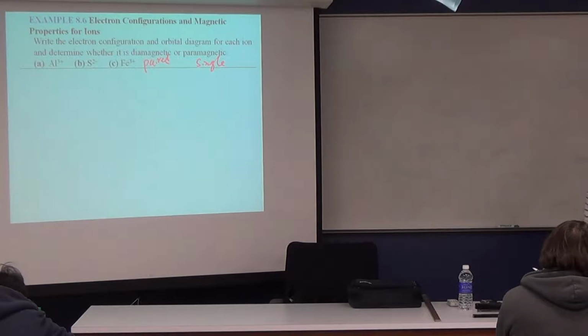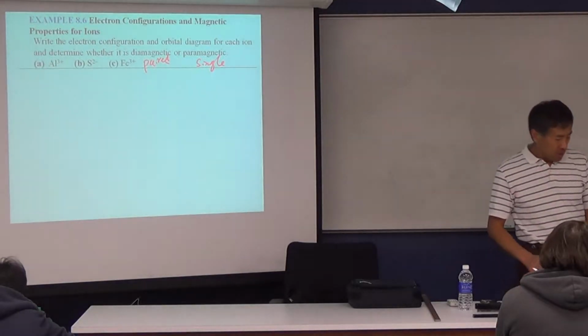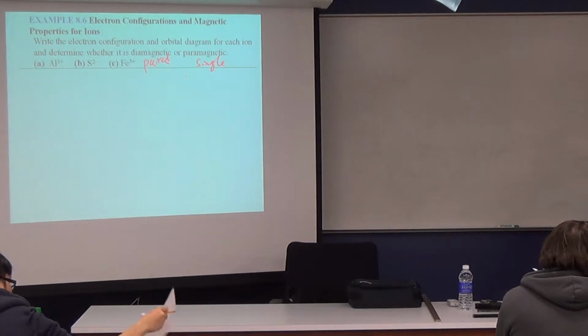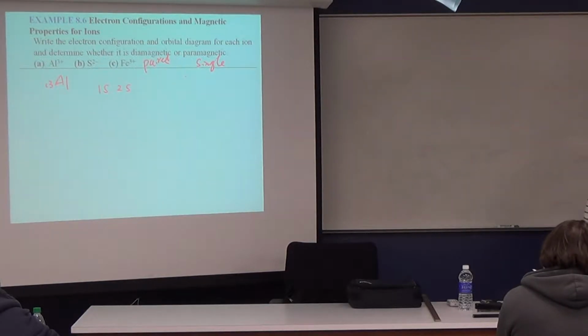All right. So the first one is Al3 plus. Al is number 13. You first have to write the electron configuration for Al. You start from 1s and 2s. Do you need 2p? Yes. And then you also need 3s and 3p. So you have 2 electrons in 1s, 2 in 2s, 6 in 2p, 2 in 3s, and 1 in 3p.